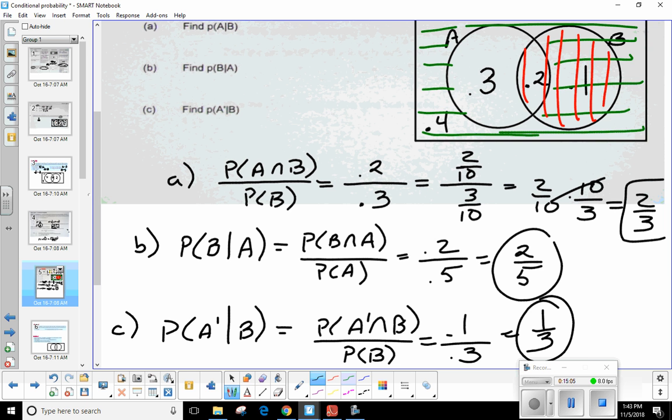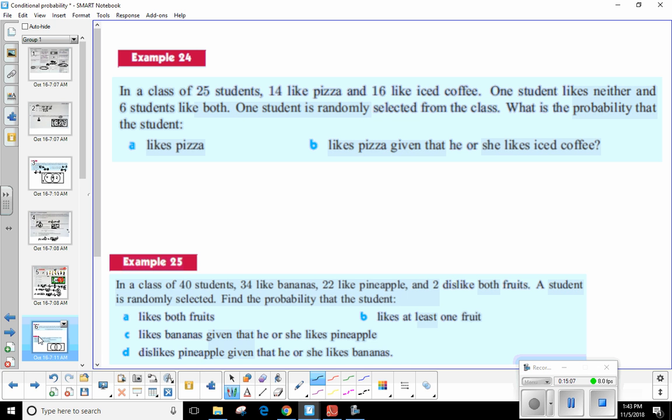All right. Now, another intervention here. Here are some more problems that are not in your packet, but just give us a little more practice on this particular concept. It says, in a class of 25 students, 14 like pizza and 16 like iced coffee. One student likes neither, and 6 students like both. One student is randomly selected from the class. What's the probability that the student likes pizza given that he or she likes iced coffee?